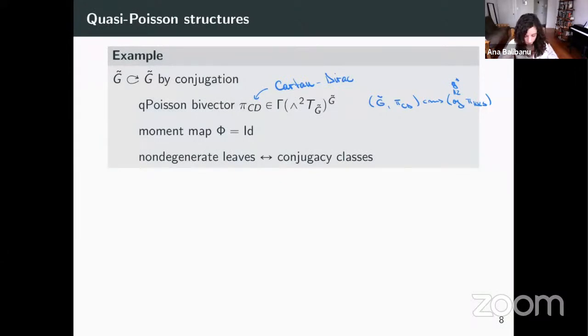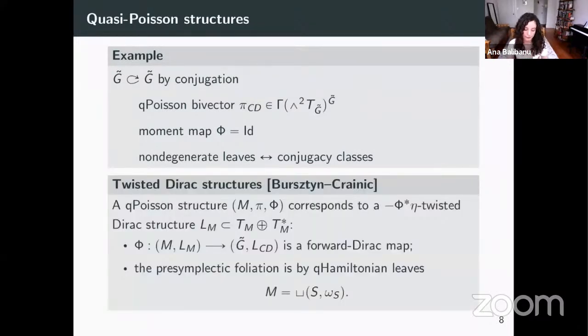And then for experts, I want to say, because it plays a big role, not so much in the results that I will present, but in the proofs, that these quasi-Poisson structures are a particular kind of twisted Dirac structure, where the background 3-form that gives the twist is given by this negative pullback of the Cartan 3-form. And if we view them like this, then the moment map becomes a forward Dirac map between our quasi-Poisson manifold and the Dirac structure on G tilde given by the Cartan-Dirac bivector.